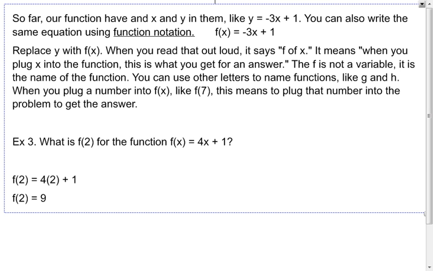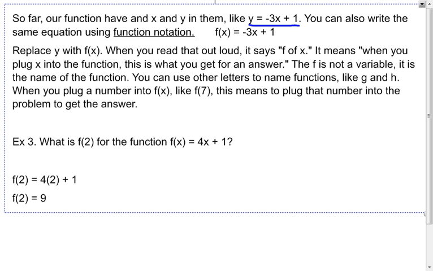So far, our functions in this chapter have had x and y in them. We've seen things like y equals negative 3x plus 1. You can also write the same equation using what's called function notation. We don't use this a whole lot in algebra. I know it shows up in the ECA, which is why I mention it. But you use this a lot in geometry, algebra 2, pre-calc, stuff like that. So this comes back a lot.